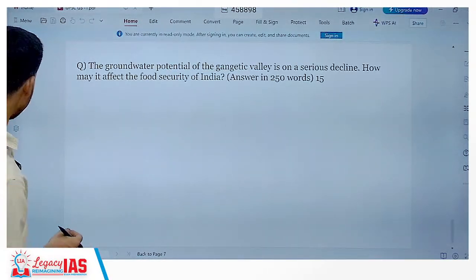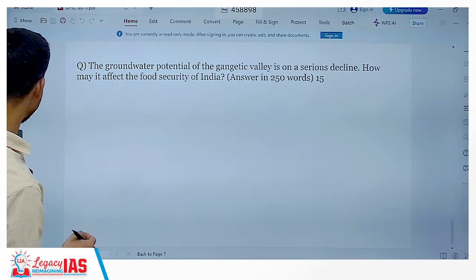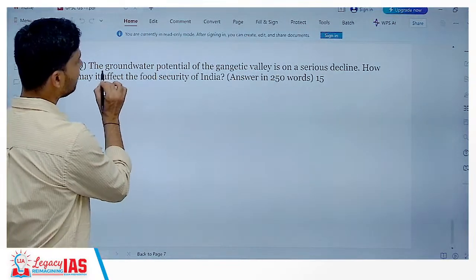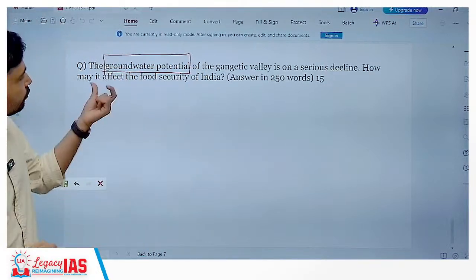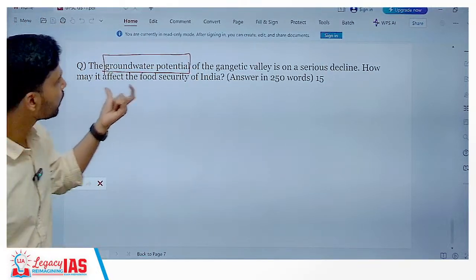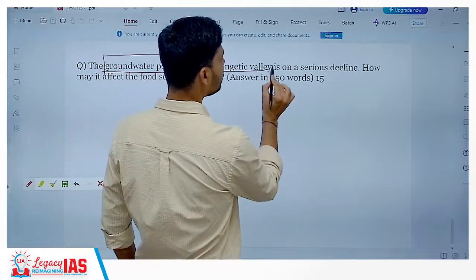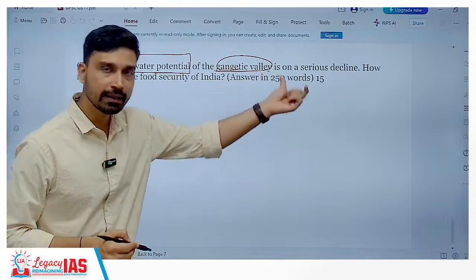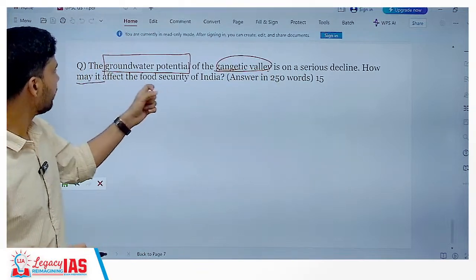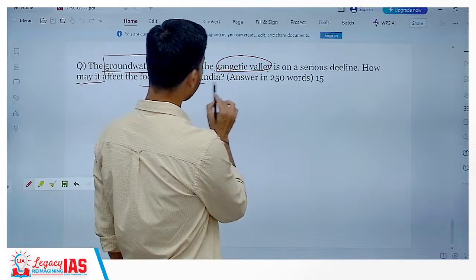The last question in geography that has been asked is related to resources, and they have focused upon groundwater resources. Now the question is very simple: the groundwater potential of the Gangetic Valley is on a serious decline. Now this is a statement, and the second part is how it may affect the food security of India.